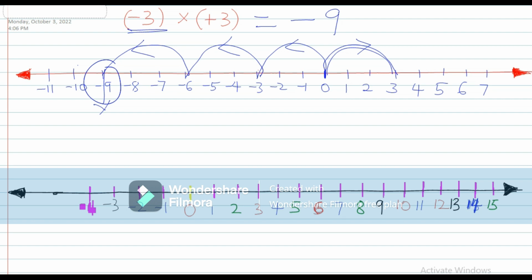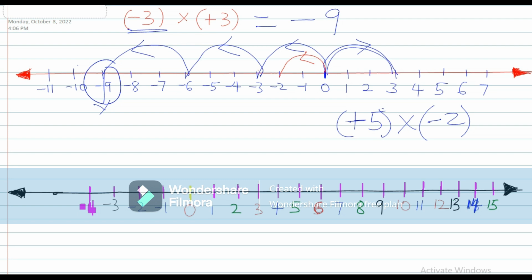Let's also consider the next one. The next one is positive 5 times negative 2. If we observe very well, you see that the multiplier is a positive multiplier while the number itself is negative 2. So I'm still using the same number line. Negative 2 just simply means like this. That's negative 2. We go to the left 2 times.